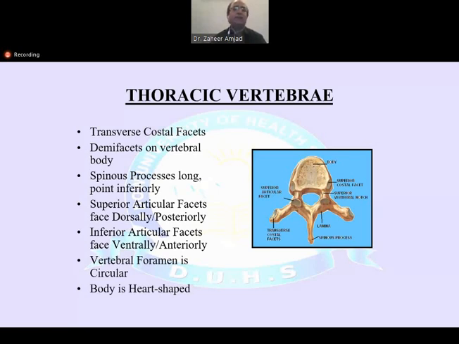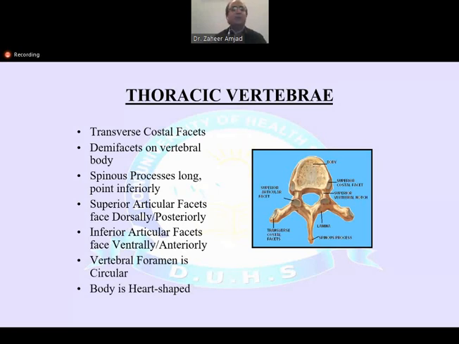Demifacets means half facets on the upper and lower ends of the posterior part of the lateral aspect of the vertebrae, close to the pedicles. So these demifacets articulate with part of the head of the rib. Spinous processes of the thoracic vertebrae are long, directed downwards, and there are superior articular facets which face dorsally, posteriorly, as you can see in the diagram, and inferior articular facets facing ventrally or anteriorly. And the vertebral foramen is almost circular, not completely, with a heart-shaped body.